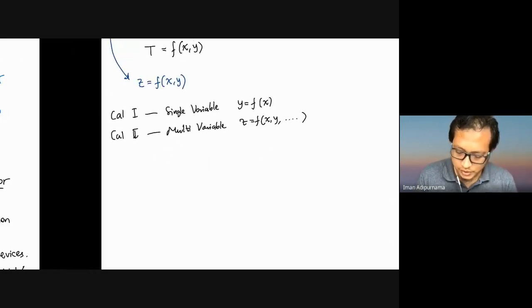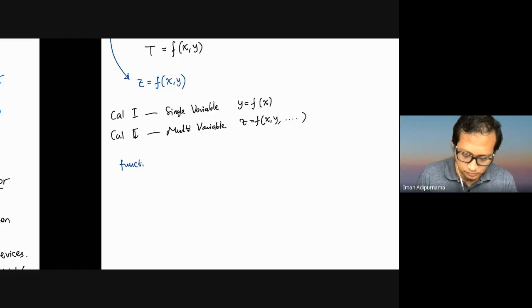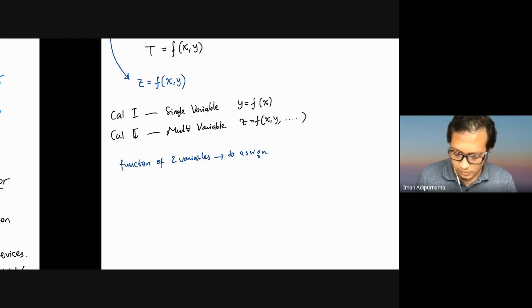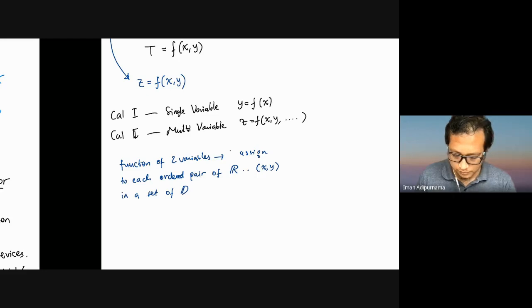There is a definition for a function of two variables, but I think the definition is not really necessary. It says that a function of two variables is a rule to assign to each ordered pair of real numbers, in this case the two variables x, y, in a set D, the domain, a unique real number.